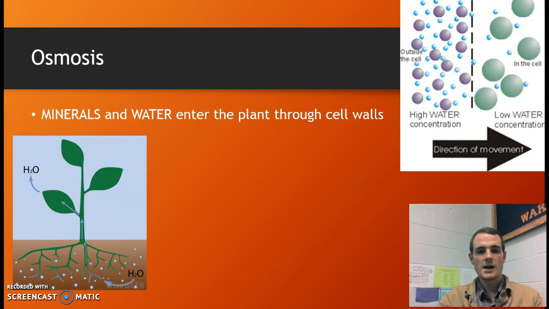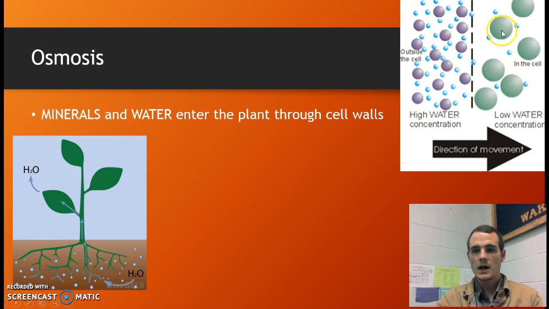Osmosis. So osmosis is the movement of minerals and water through cell walls. And so a plant is going to need to absorb water through the roots and also minerals, and this happens through osmosis.